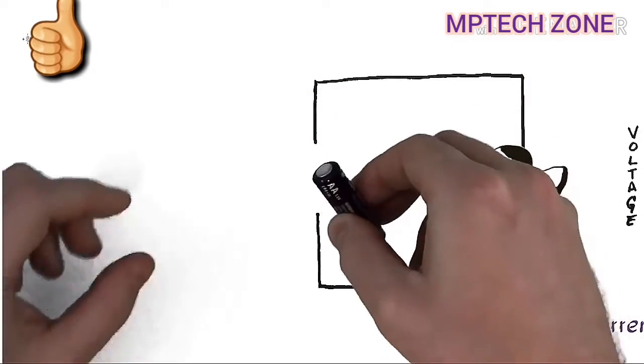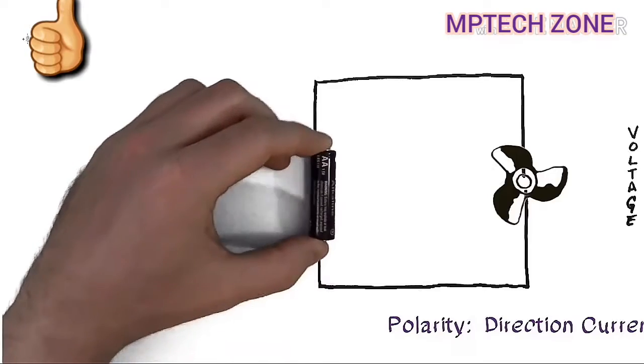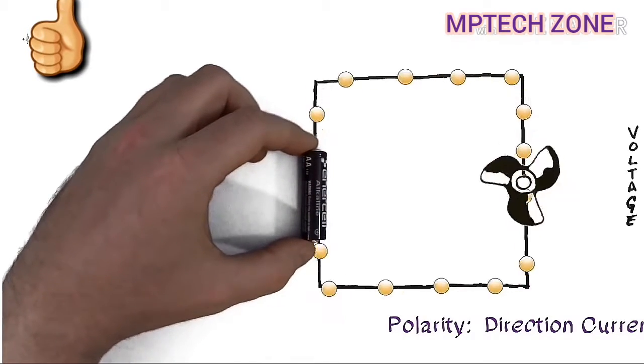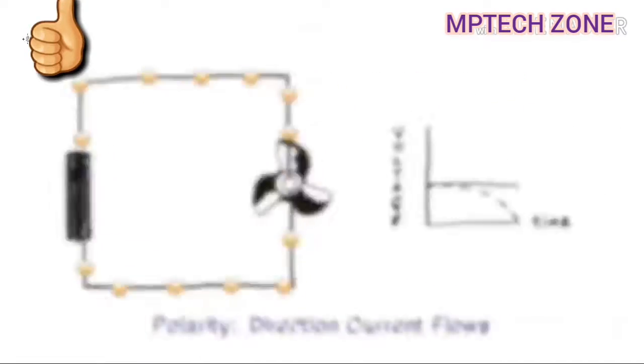Well, that reverses the polarity, which means the current will flow in the opposite direction as before, causing our motor to spin in the opposite direction.